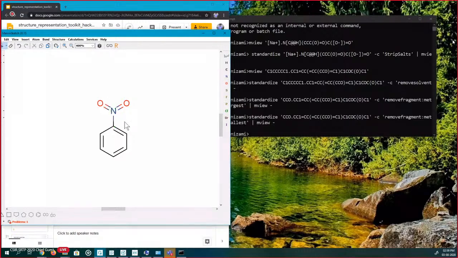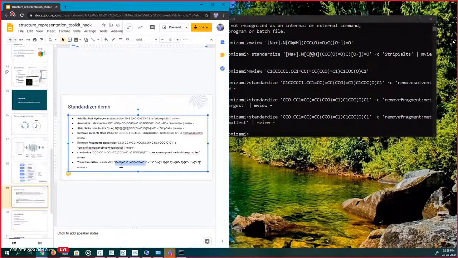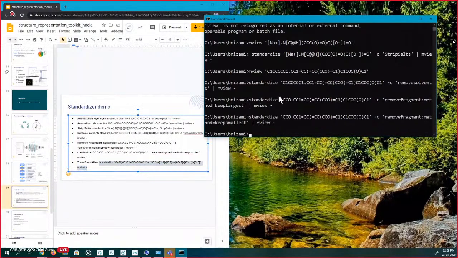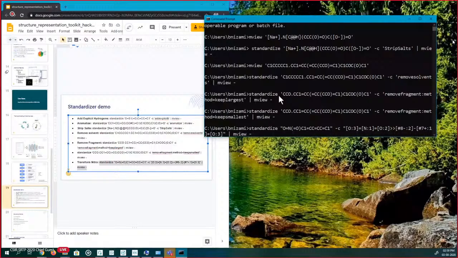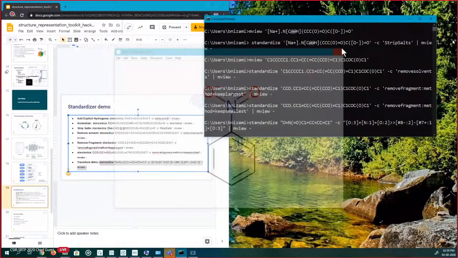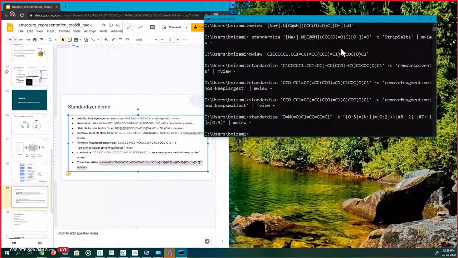So basically, this command will convert this inconsistent representation of the nitro group into a correct one, and I'm going to again show you the output in Marvin View. So this is the correct way to represent the nitro compound. So my standardizer command has correctly validated the structure and converted the structure to the correct form. Okay, so this was the last command in the standardizer demo.